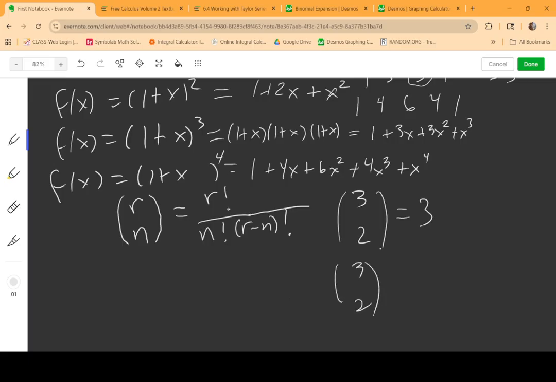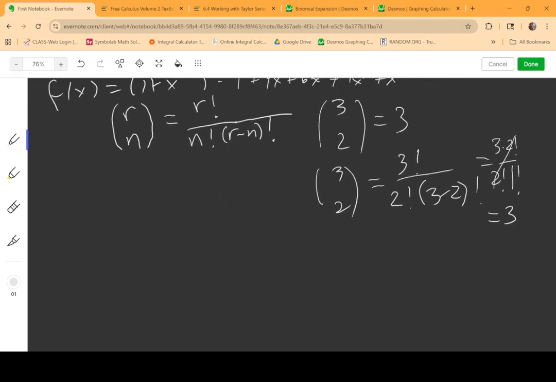3 choose 2. Right? 3 factorial over 2 factorial, 3 minus 2 factorial. Right, and this becomes 3 times 2 factorial over 2 factorial, 1 factorial. So the 2 factorial over 2 factorial, 1 factorial is just 1, and we're left with 3. Okay, so that's how those numbers work here, right?